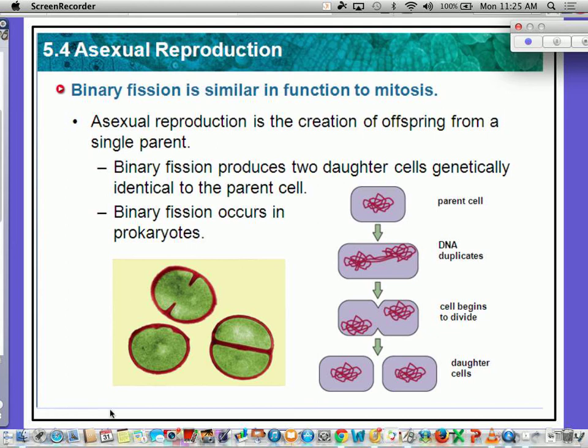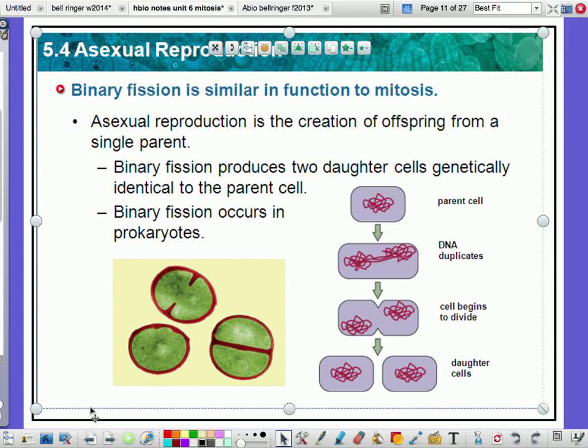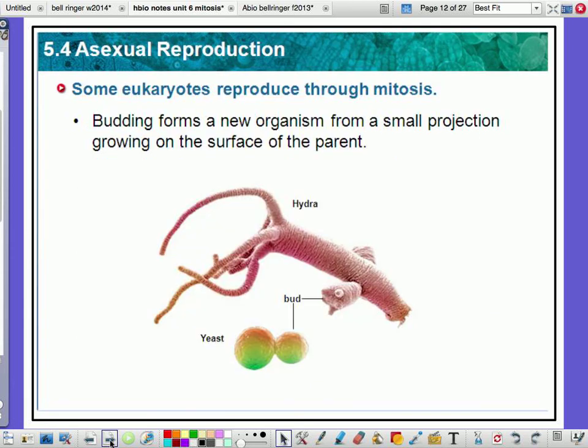And then, let's see, my little pop-up doesn't want to go. There we go. Okay, so then the second type is called budding. So the first asexual reproduction was binary fusion. Secondary is called budding, and I'm going to show you a computer generation of how this would work.